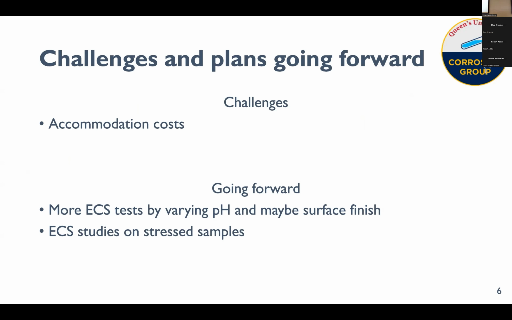Going forward, I'm looking at doing more SCC tests, ECS tests, trying to vary the pH from 4.0 to 4.8 to look at the effect of pH in those environments. Also, if I still have more time, looking at the chemical studies on some of the U-bend and Brest samples as well. So that is all I had.